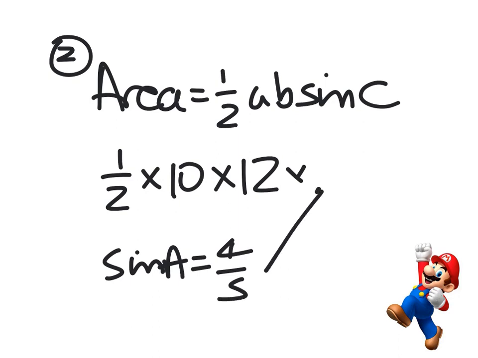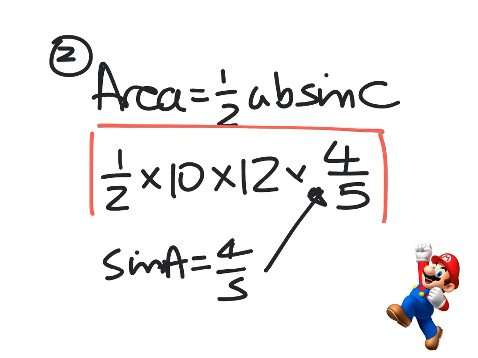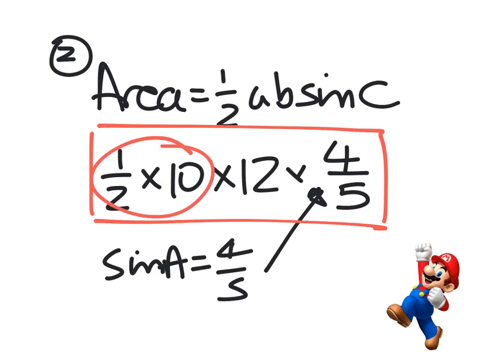So that means we just put that in here, 4 over 5. Don't put the sine in, just the actual fraction. All you've got to do now is work out that fraction. So what's half of 10? Times that by 12, and then work out 4/5 of it for the final answer. Question 3.